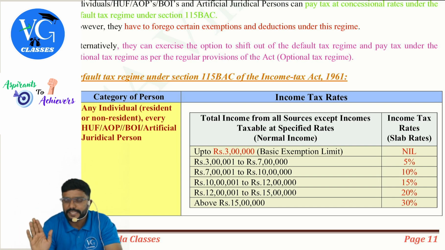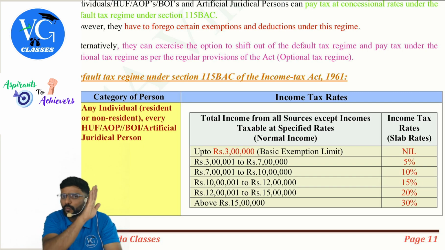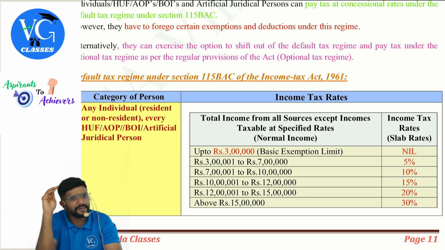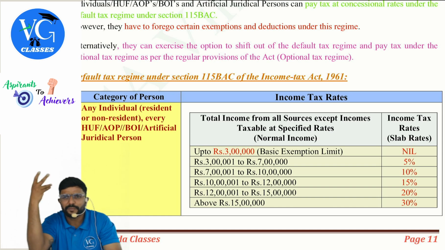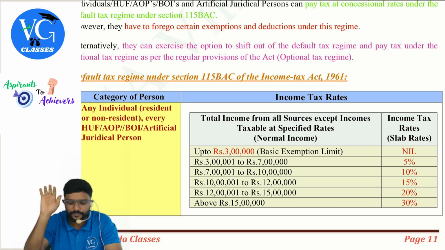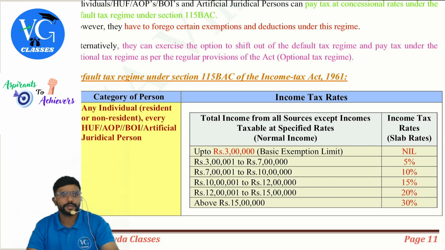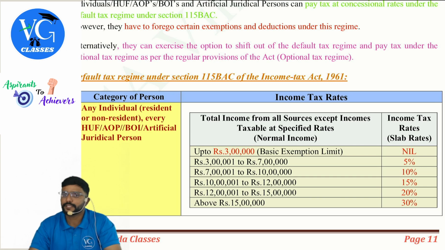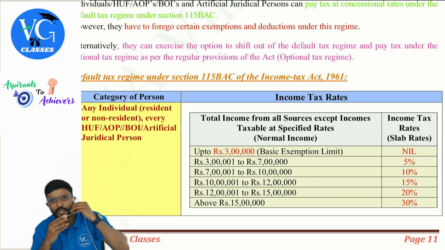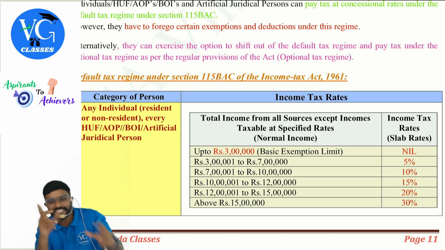So under the default regime, what is blocked or not allowed, we will learn along with the heads of income and deductions chapters. But you should know that if I want to follow the default regime, then I have to forgo certain exemptions and deductions. Yes, sir. So what happened? They made a strategy like this.